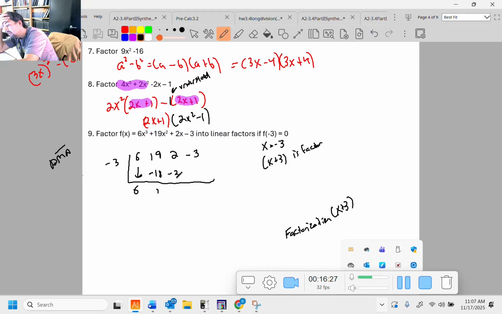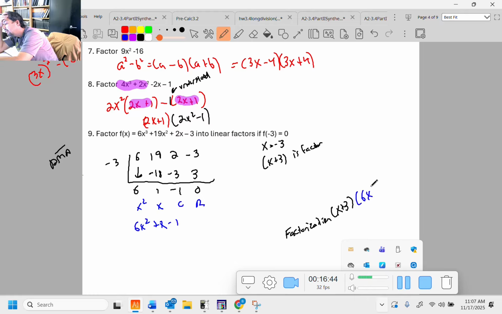Negative 3 times 1 is negative 3. 2 plus a negative 3 is negative 1. Negative 3 times negative 1 is 3. We get a 0. Wow, that was quick. Moving forward, the remainder, constant, x squared. We are left with 6x squared plus x minus 1.